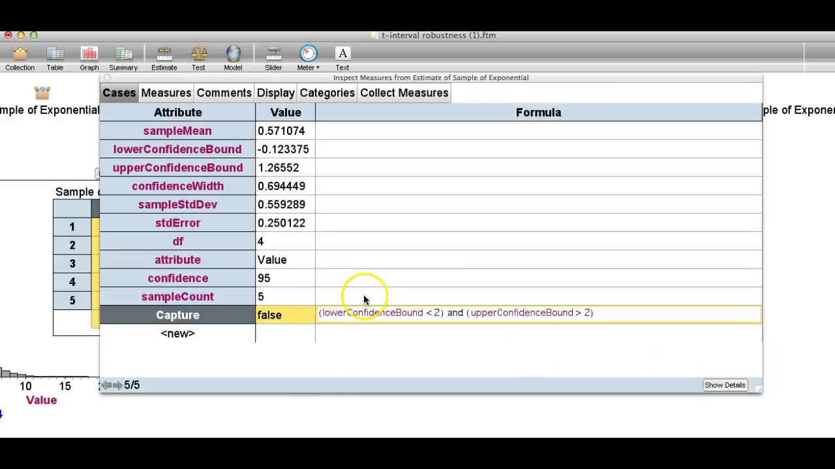Let's see what that did. That created a value of false, and this particular interval does not contain the number 2 within these 2 bounds, so this interval would not have captured the truth. But then notice here we have the word true, and this interval did capture the truth, did capture the value of 2. So every time we see a true, that means that the population mean is contained within the interval, and every time we see a false, that means that the number 2 is not contained within the interval.